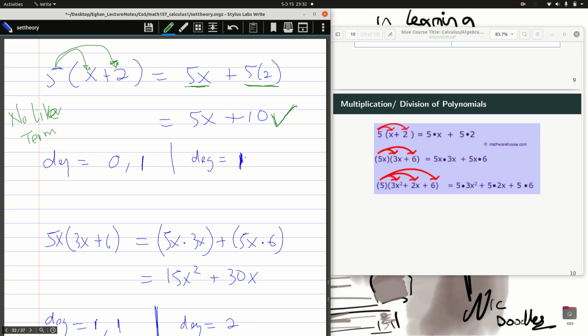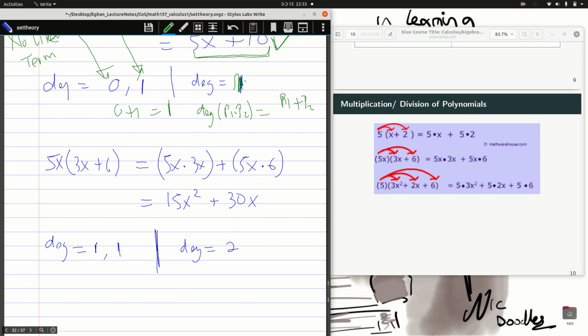Now let's look at the properties. The degree of 5 is 0, the degree of this is 1. Now you know what degree means, so I will not explain why it is 1. The degree of the resulting value is also 1. What does the property say? The property says that the degree of polynomial 1 times polynomial 2 is the degree of 1 plus the degree of 2. 0 plus 1 is equal to 1, and that is what we have confirmed.